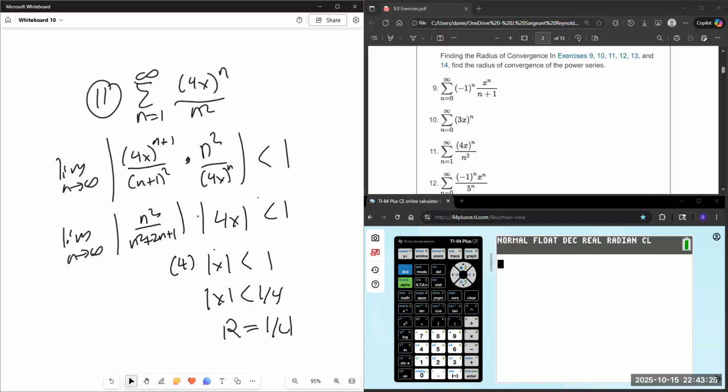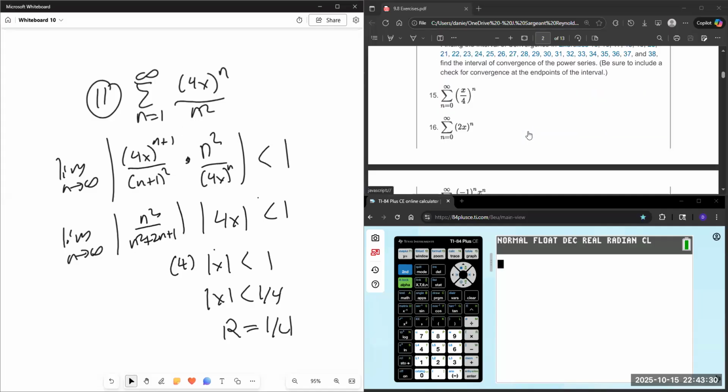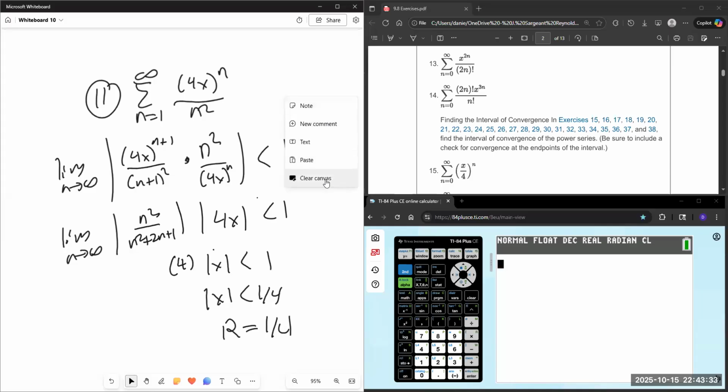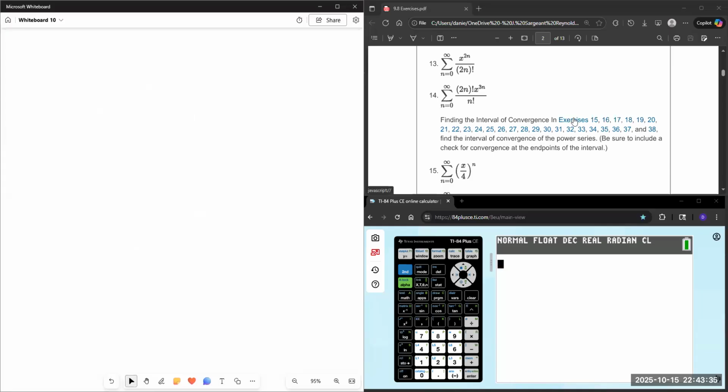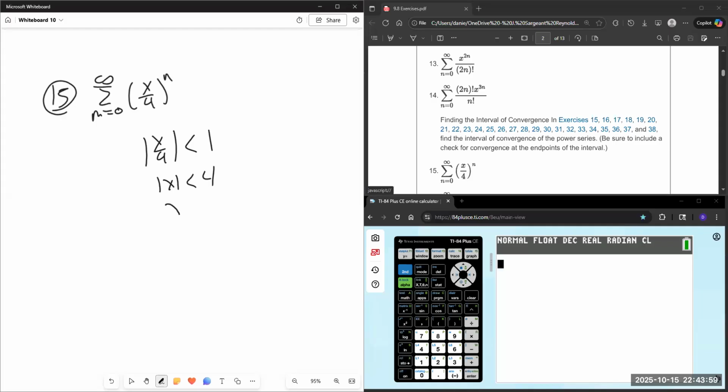All right. Let's look at number 15 here. And I'm supposed to find the interval of convergence now. So that requires a little bit more work. And in this one, I could use the geometric series test to help me. I don't need to use the ratio test because this one is geometric. So I know my r, the absolute value of my r, has to be less than 1. So the absolute value of x has to be less than 4. So x has to be between -4 and 4.